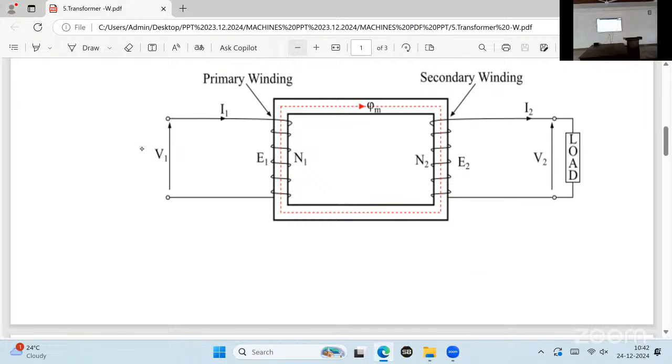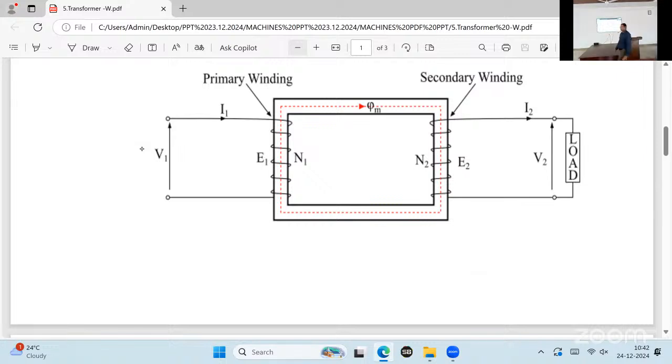Tell me the 4 questions. Explain the working principle of transformer. Second question, derive the EMF equation of a transformer. Problems on EMF equation of a transformer. Construction of a transformer. These are the questions from machines.